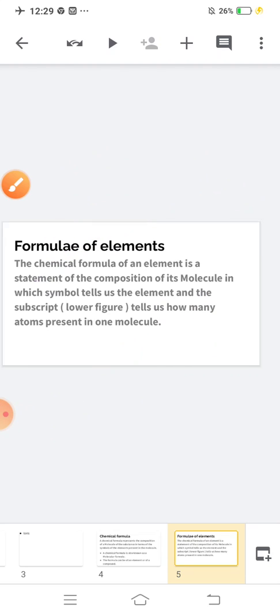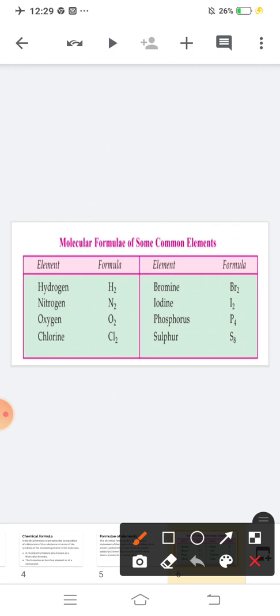Now, this H2 means one molecule of hydrogen element contains two atoms of hydrogen. This N2 means one molecule of nitrogen element contains two atoms of nitrogen. Clear? O2 means one molecule of oxygen contains two atoms of oxygen. Is this clear?